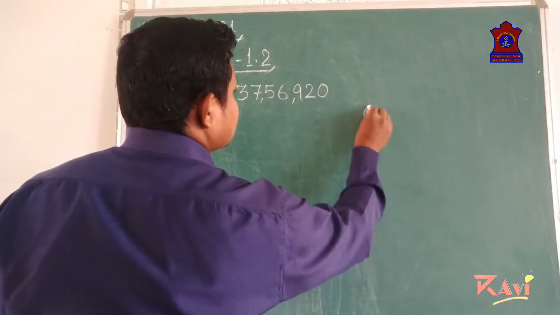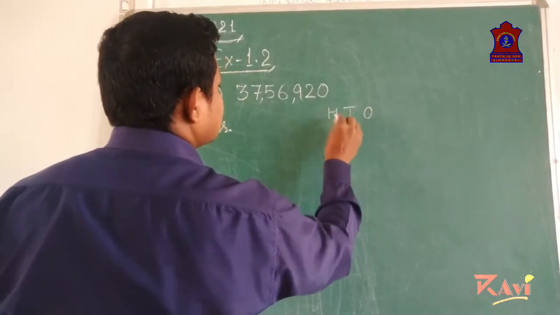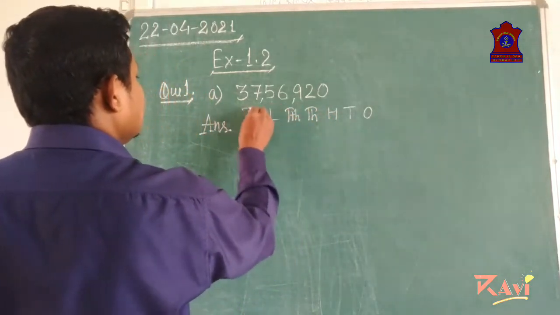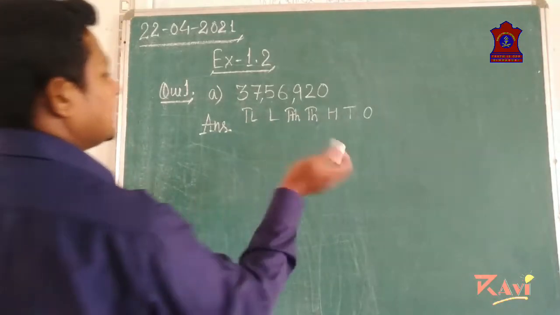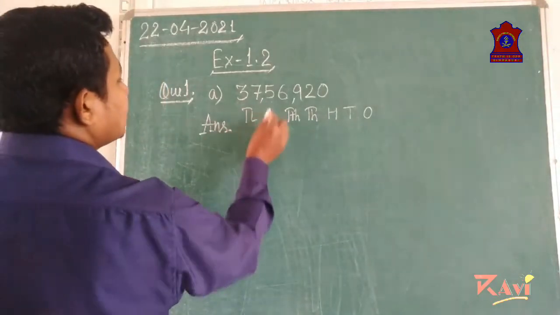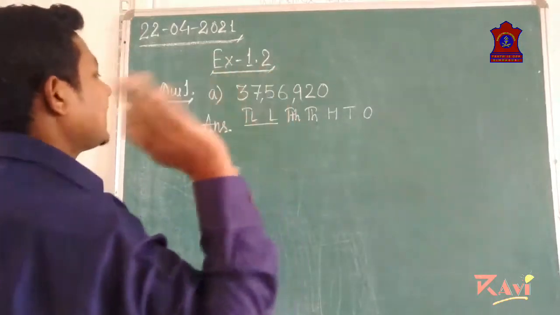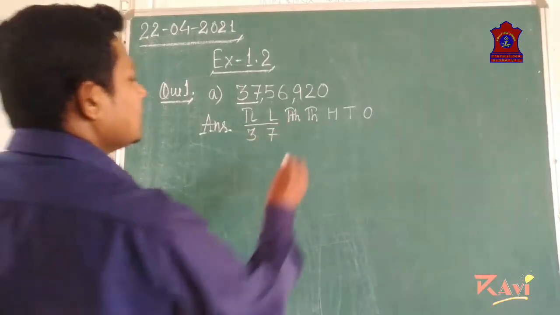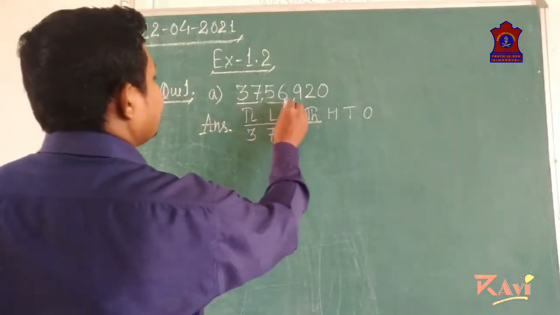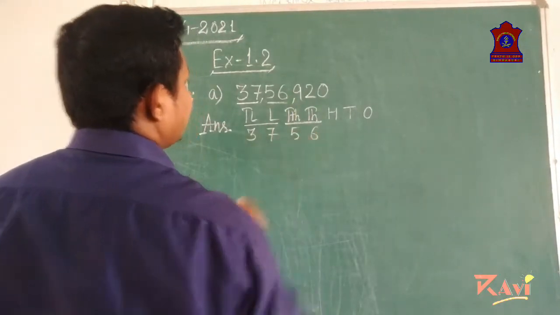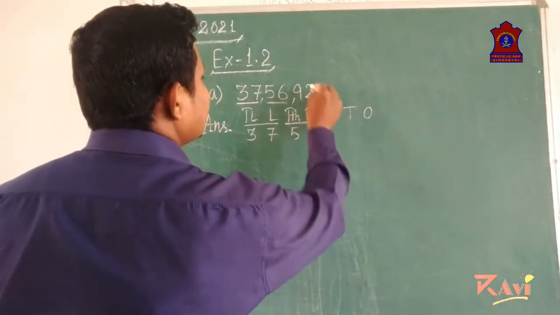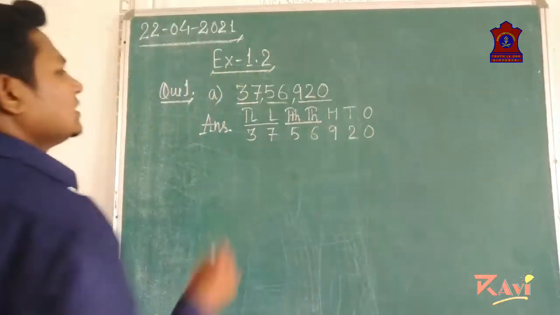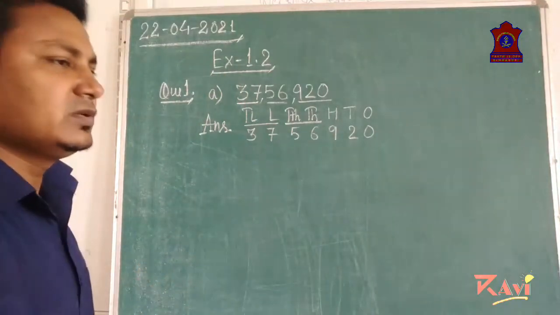Now see, we will be writing this in the place value chart. See here, ones, tens, hundreds, thousands, 10,000s, lakh and 10 lakh. Now place it accordingly. What is there at the 10 lakhs place, or you can say the lakhs period? 37. Write it here. What is there in the thousands period? 56, right? What is there at the units period? 920. So write 920. See, like this, you can write it in the place value chart.